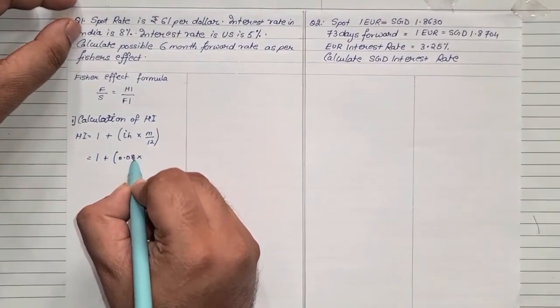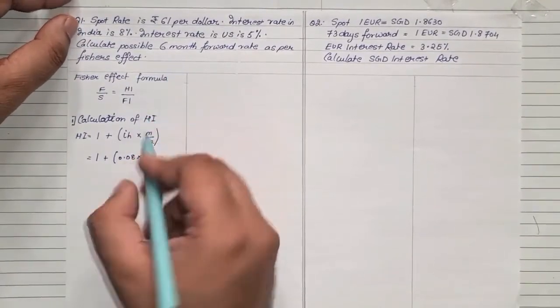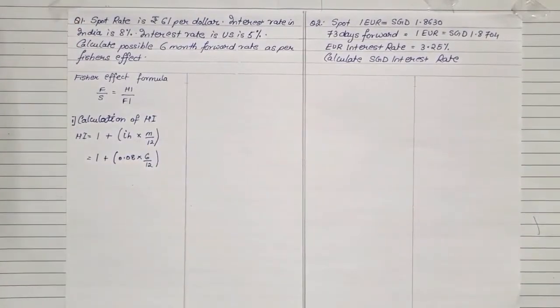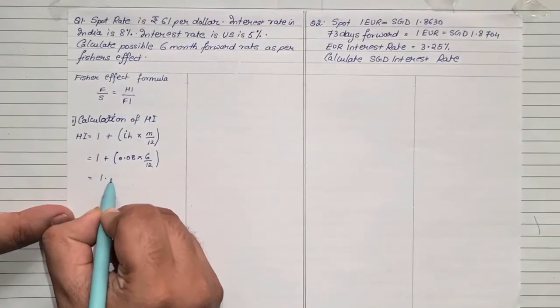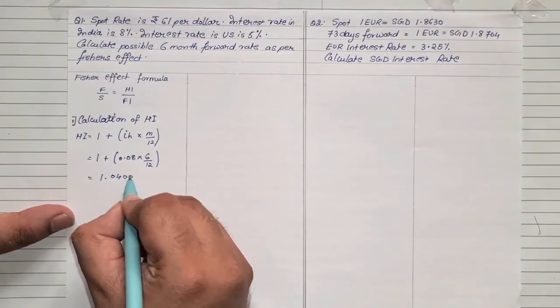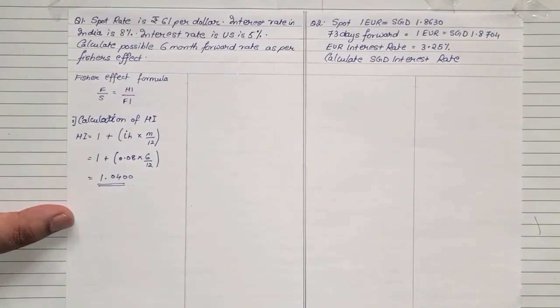Into M. Here it is 6 months forward, so the number of months is 6 divided by 12. When we solve this, it is 6 divided by 12 into 0.08 plus 1. We should get the value as 1.04. Remember, we need 4 decimals, so I'll put two more decimals after that. So that's your HI.